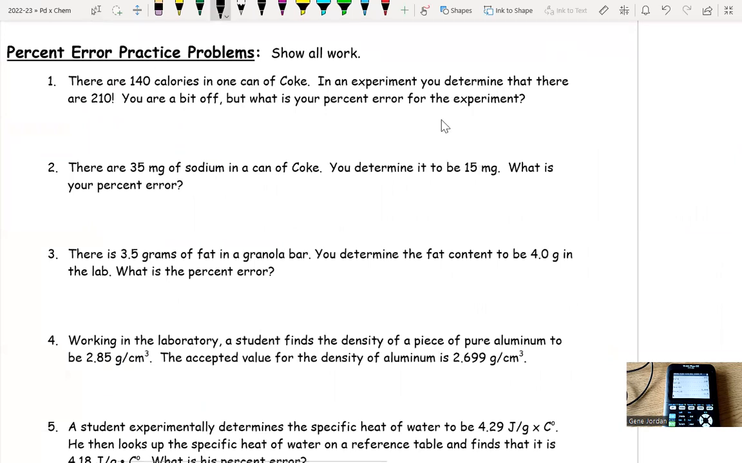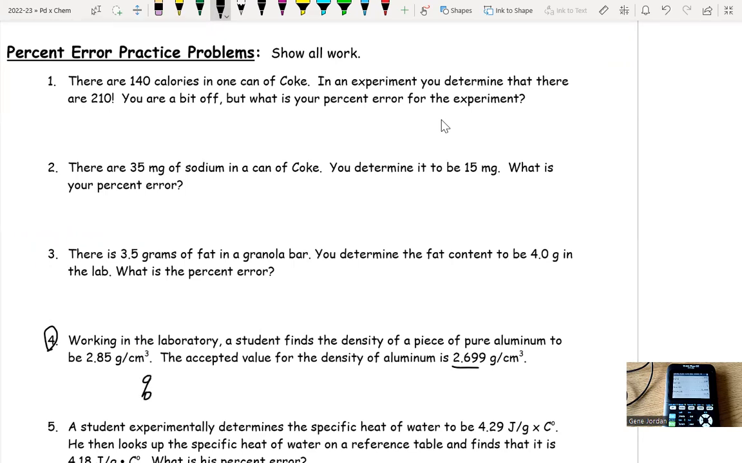I just did one like this. Let's try another harder one. How about this one, number 4? Working in a laboratory, a student finds the density of aluminum to be 2.85. The accepted value is 2.699. What is the percent error?